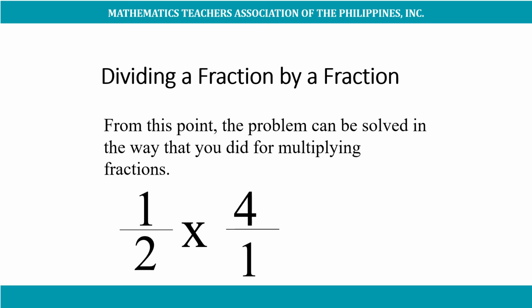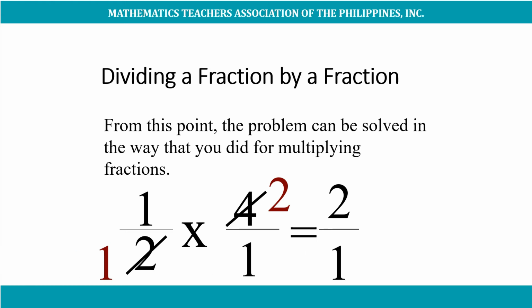From this point, the problem can be solved in the way that you did for multiplying fractions. Here, we can do the cross-canceling method, 2 and 4. Now the GCF of 2 and 4 is 2, so 2 divided by 2 is 1 and 4 divided by 2 is 2. Then, multiply. 1 times 2 is 2, 1 times 1 is 1. So the answer is 2.